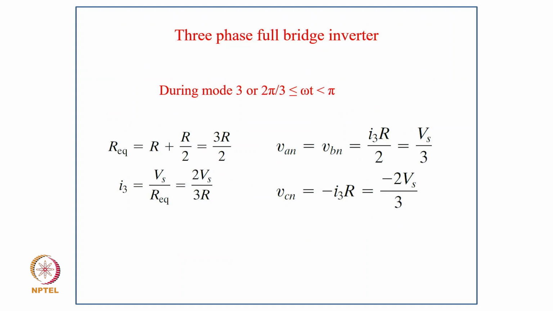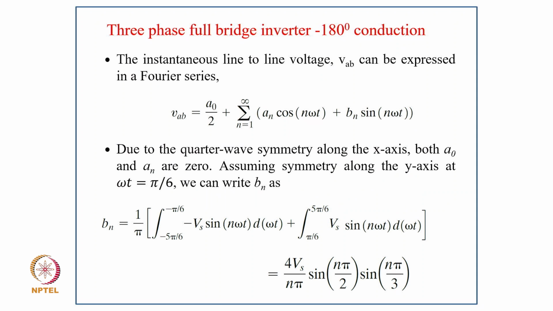So during mode 3, that is 2 pi by 3 to pi, R equivalent is R plus R by 2, that is 3 by 2 R, and I3 is Vs by Req, that is 2 by 3 Vs upon R, and Van equal to Vbn, that is I3R by 2, that is Vs by 3, and Vcn is equal to minus I3R equal to minus 2 Vs upon 3.